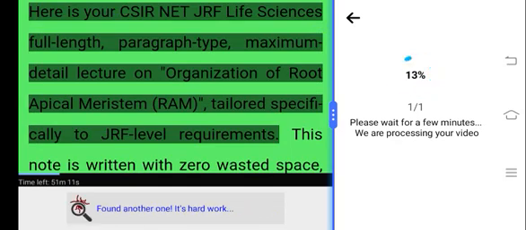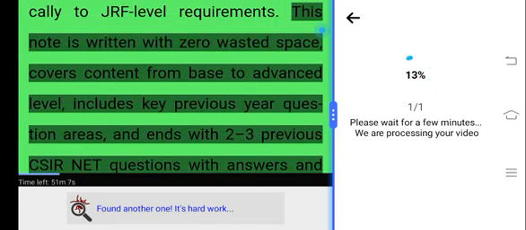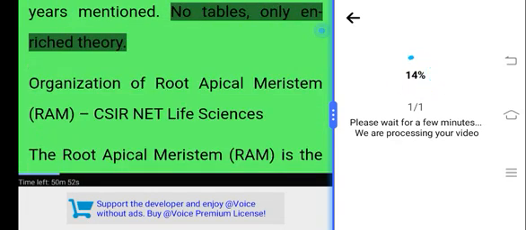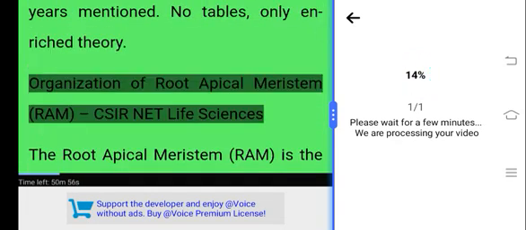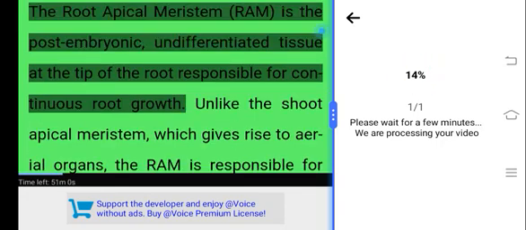Here is your CSIR NET JRF Life Sciences full length, paragraph type, maximum detail lecture on organization of root apical meristem (RAM) tailored specifically to JRF level requirements. This note is written with zero wasted space, covers content from base to advanced level, includes key previous year question areas, and ends with 2 to 3 previous CSIR NET questions with answers in years mentioned. No tables, only enriched theory. Organization of root apical meristem (RAM), CSIR NET Life Sciences.